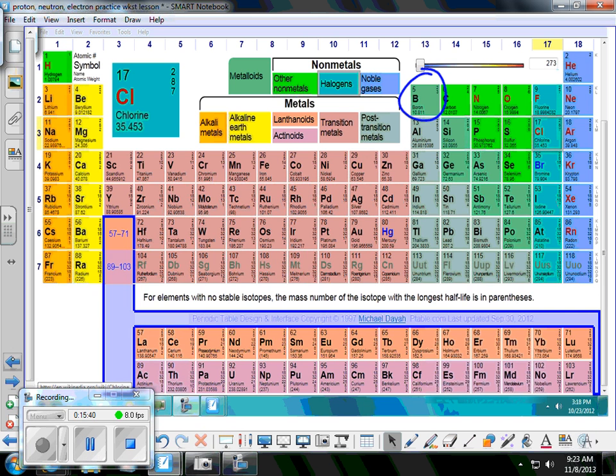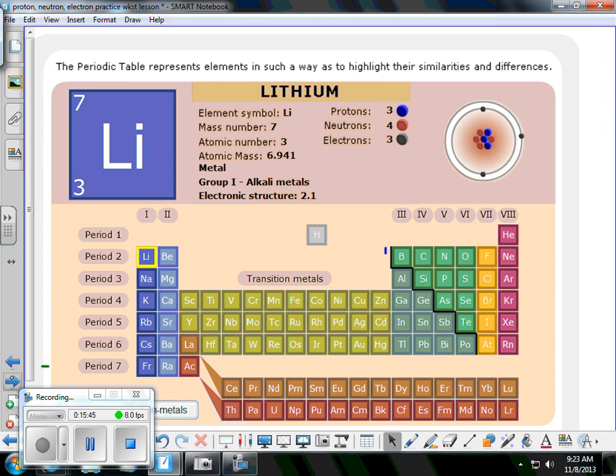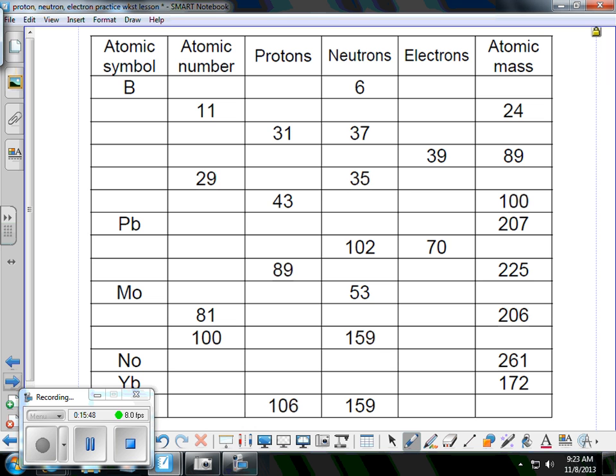So boron has an atomic number of what? 5. So write that on your worksheet. It has an atomic number of 5. So how many protons will it have? 5. How many electrons will it have? 5. It says it has 6 neutrons. How could we figure out the atomic mass without even going back? We can add our protons and our neutrons together to get 11, but let's go back and double check to make sure that that's what the answer would have been.